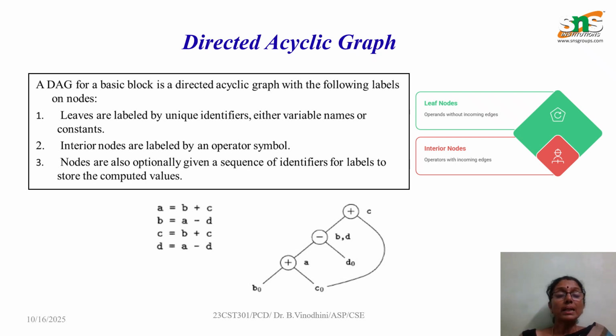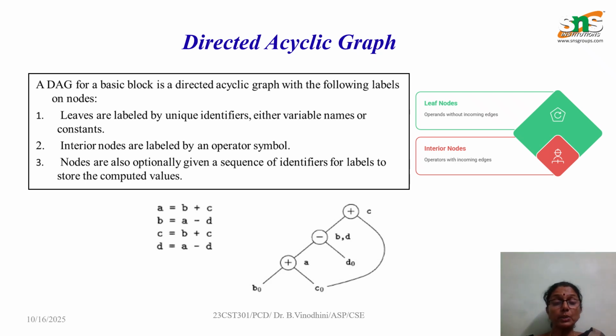Next evaluation is A minus D. So A is minus with D, and the result is stored in B. In the next statement, we have B plus C. Now the value of B is newly calculated, so that is in the second node. So B is added with C. C is not newly computed, so it could be reused.